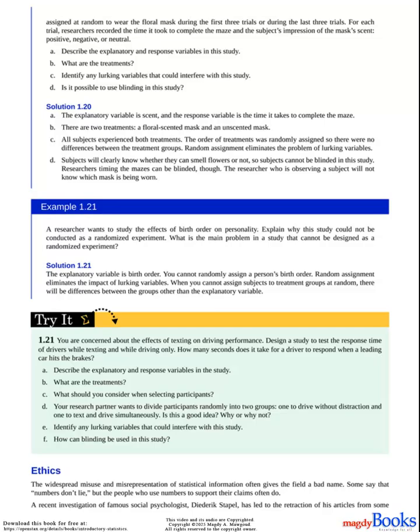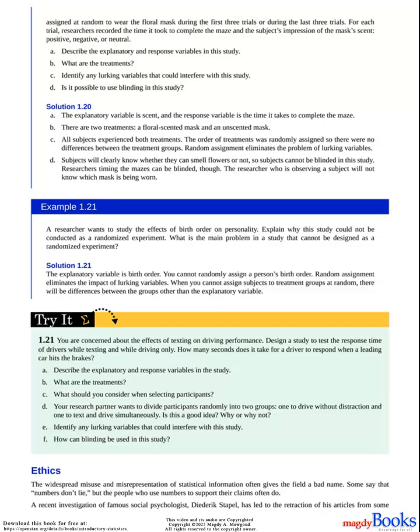D. Subjects will clearly know whether they can smell flowers or not, so subjects cannot be blinded in this study. Researchers timing the mazes can be blinded, though. The researcher who is observing a subject will not know which mask is being worn.